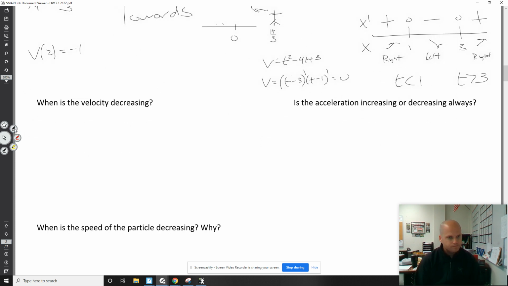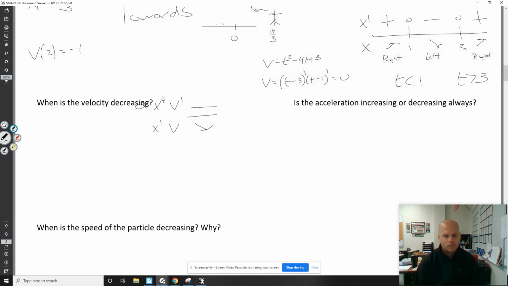When's velocity decreasing? Great question. Which I'll be able to figure out once my thing stops freezing. Okay, when is velocity going down? Velocity is x prime. When is x prime going down? X prime will go down when x double prime is negative. That's when v prime is negative. I could have gone this way: when v prime is negative, when x double prime is negative, when a is negative. That's how we get that.